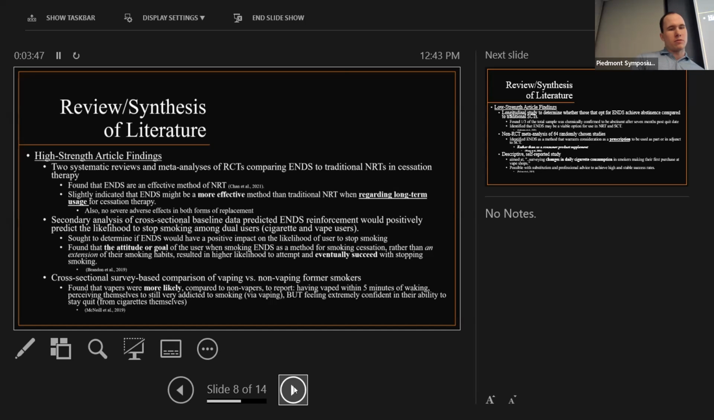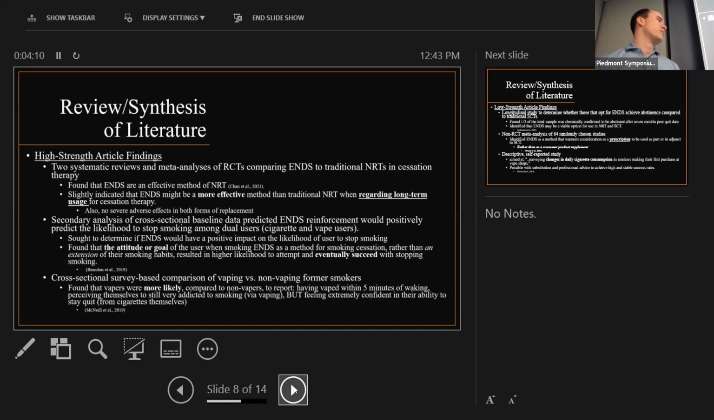And then the next one is a level 3. It's a secondary analysis of cross-sectional baseline data, which predicted that vaping reinforcement would positively predict the likelihood of somebody to stop smoking. So that is just reviewing data from other research and repurposing it to look at the effectiveness for this.